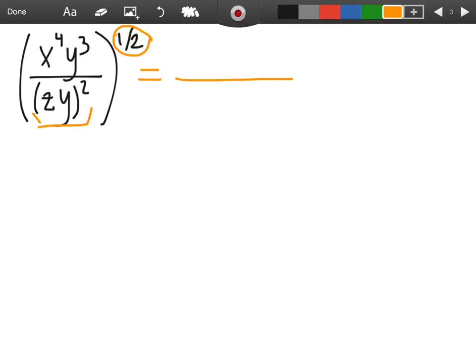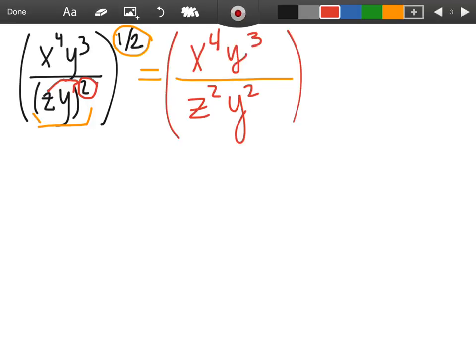Well, the zy squared means that both things are getting squared, the z and the y. So this becomes z to the 2nd and y to the 2nd. And then x to the 4th and y to the 3rd did not change. Now we are bringing everything to be multiplied by the half power. So if we remember, when we have something on the outside, we distribute it to everything. And if we have something on the outside of a fraction, we still distribute to everything. So we're going to multiply.